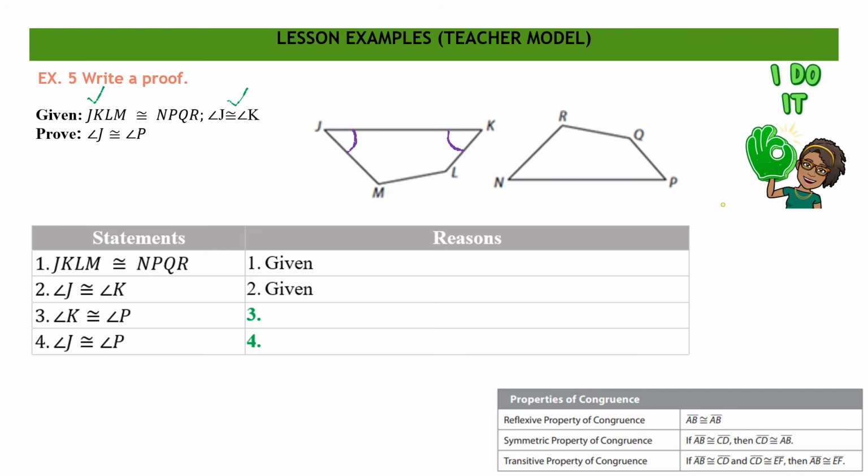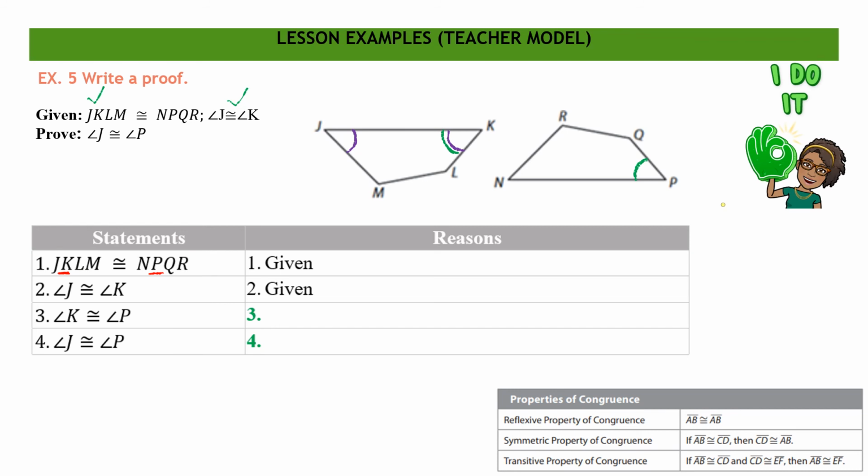Now the next statement that they give us is that angle K is congruent to angle P. Well, if I notice in both of my figures, K here is corresponding to P here. And remember, the definition of congruency means that if I have two figures that are congruent, then their parts are congruent. And so how can I identify this?